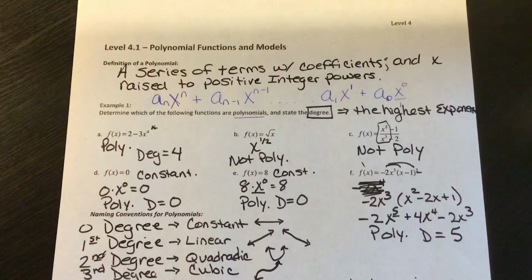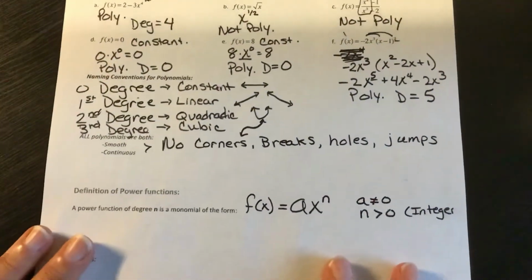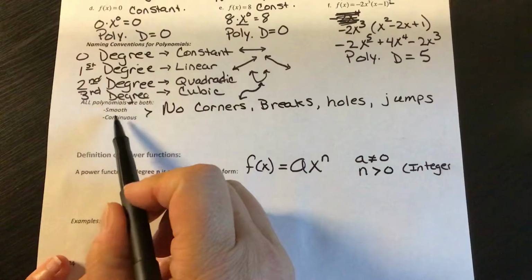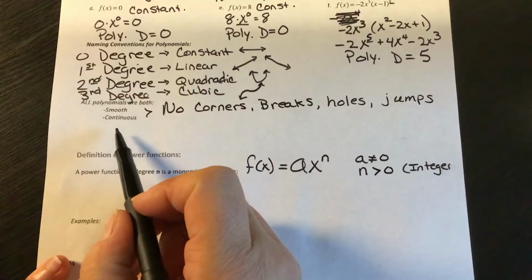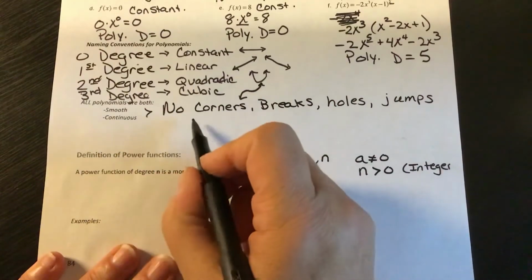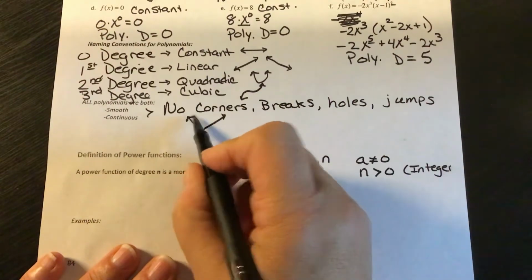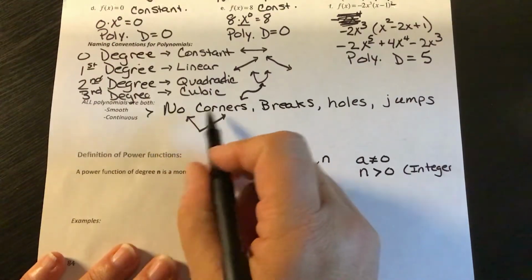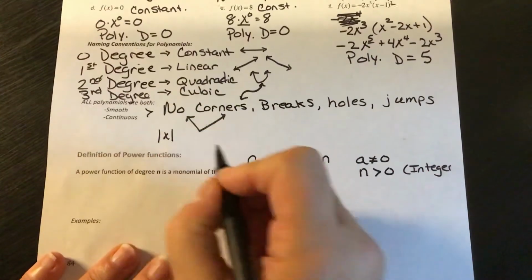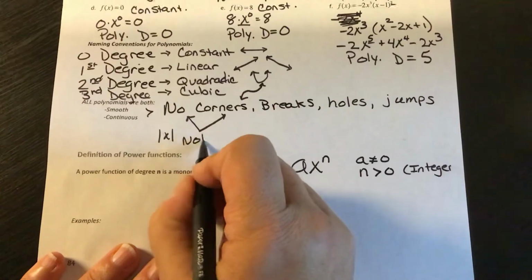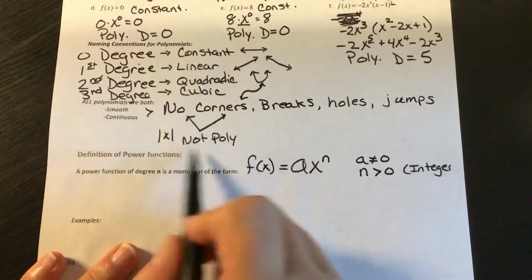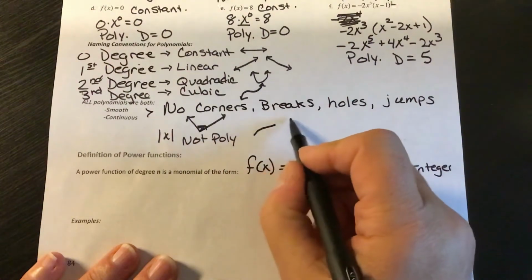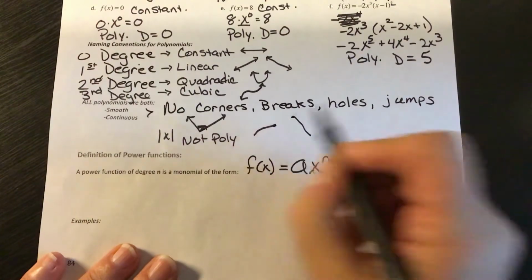One thing about polynomials, if we look at the graphs: all polynomials are going to be smooth graphs and they're going to be continuous. What that means is there can be no corners in your graph. So if I look at a graph like this, which is an absolute value type of graph, this is not a polynomial. The absolute value of x is not a polynomial function, and that would be because we have this corner inside here.